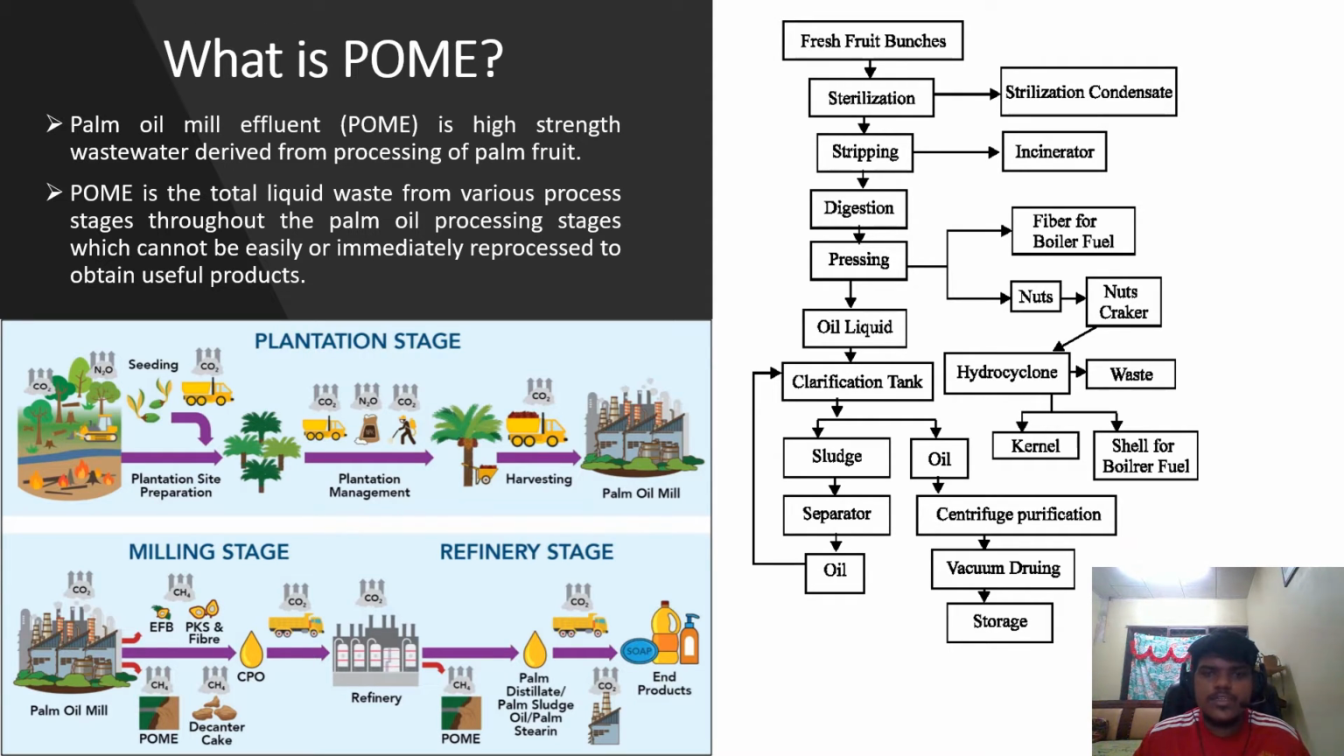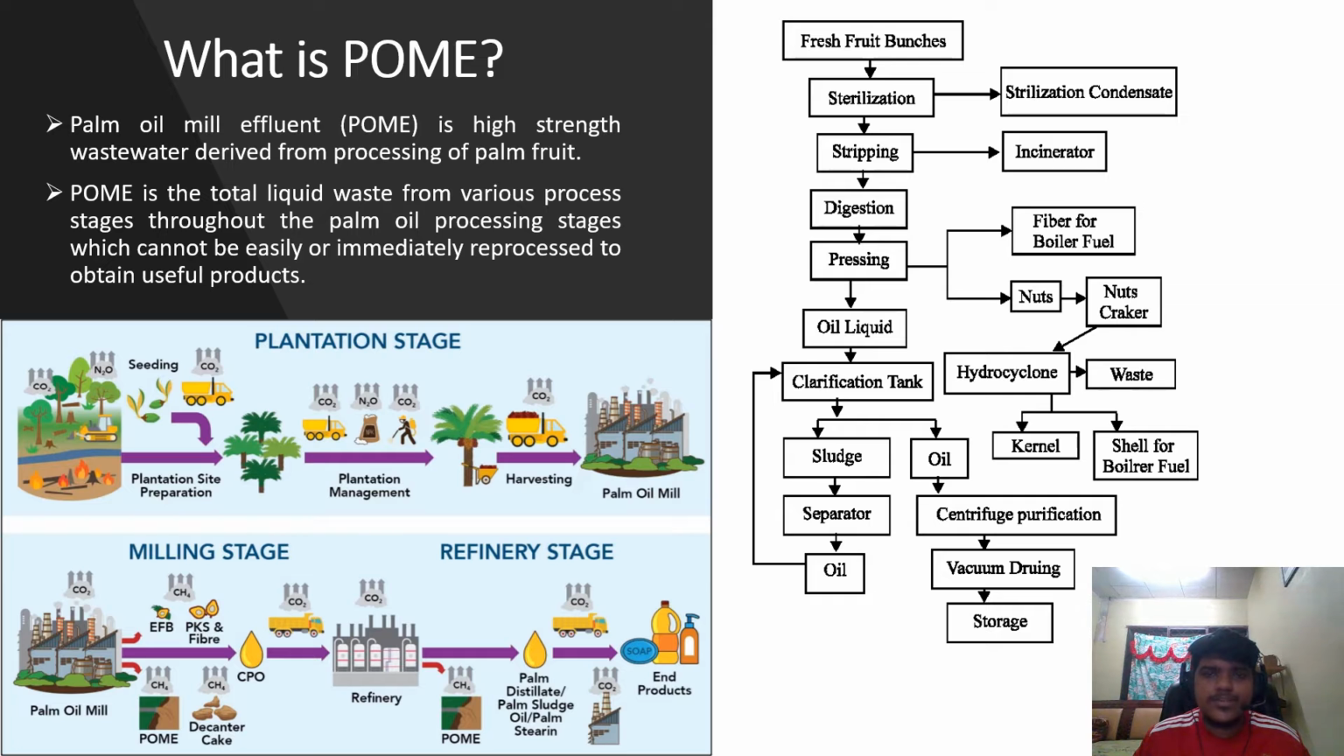Now, having a look at the illustration towards the right side, it represents a series of processes that take place in a palm oil mill which converts fruit bunches to palm oil. The crucial processes include sterilization, stripping, pressing, separation, and hydrocyclone. It is worth mentioning that sludge from the clarification tank and waste as a result of centrifugal separation in the hydrocyclone are few of the major contributors to POME from a palm oil mill.